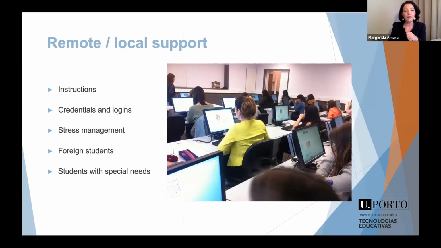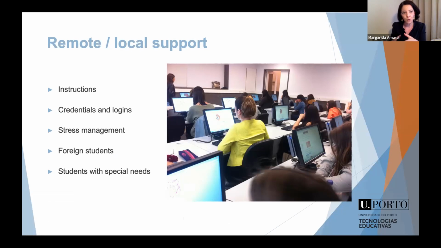Our local and remote support is a basic support because everything is set up prior to the moment of the exam, but we are there and we are available by telephone or in place in the computer room. We help with the credentials and logins.